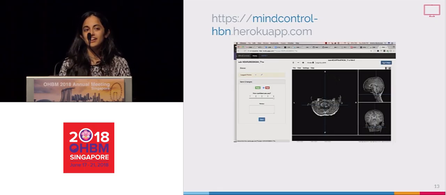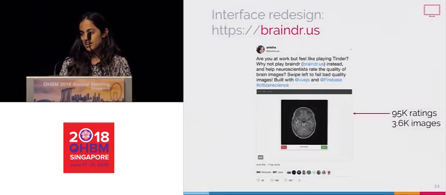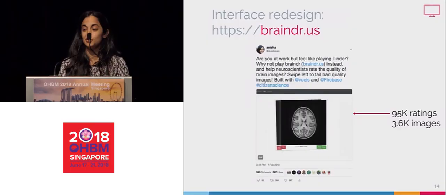And so I showed this to a few neuroimaging experts, and they said, this is a really great idea, but Anisha, it's way too boring. I still don't want to do this. So this was a little frustrating, and I thought, okay, how can we present this data better such that I can get input from more researchers? So I redesigned the interface, and it's called Brainder.